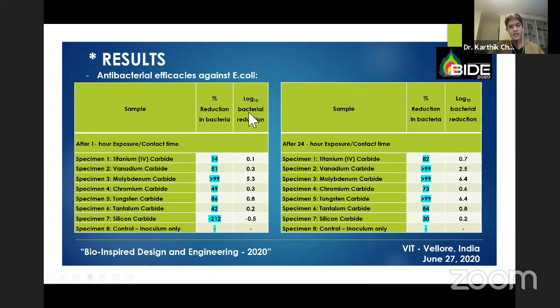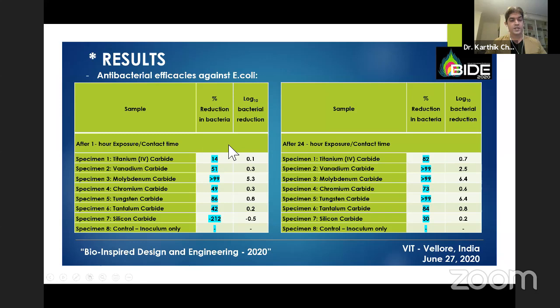This might be a little confusing if you look at it for the first time, but I would like to draw your attention to the one in the middle, highlighted in blue. For example, titanium carbide says 14, which means 14%, only 14% reduction in the amount of bacteria. But the third specimen, molybdenum carbide, shows greater than 99% reduction, almost 100% reduction, especially within just the 1 hour exposure time used.